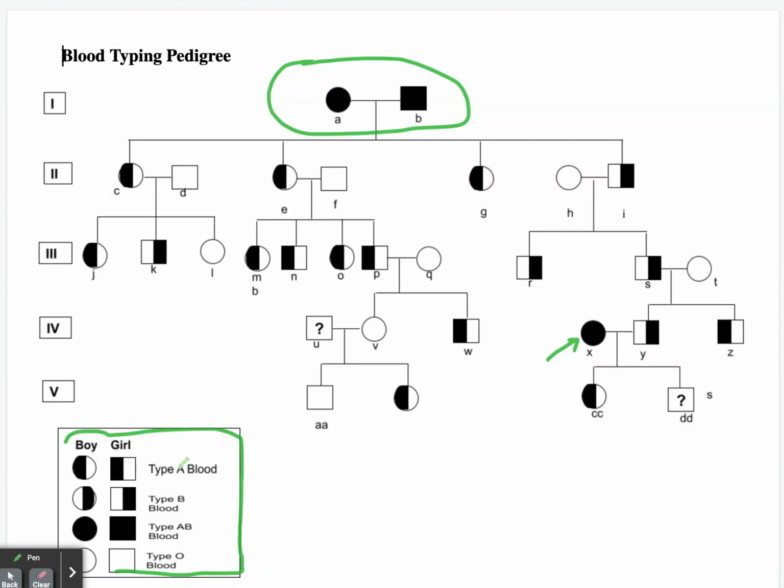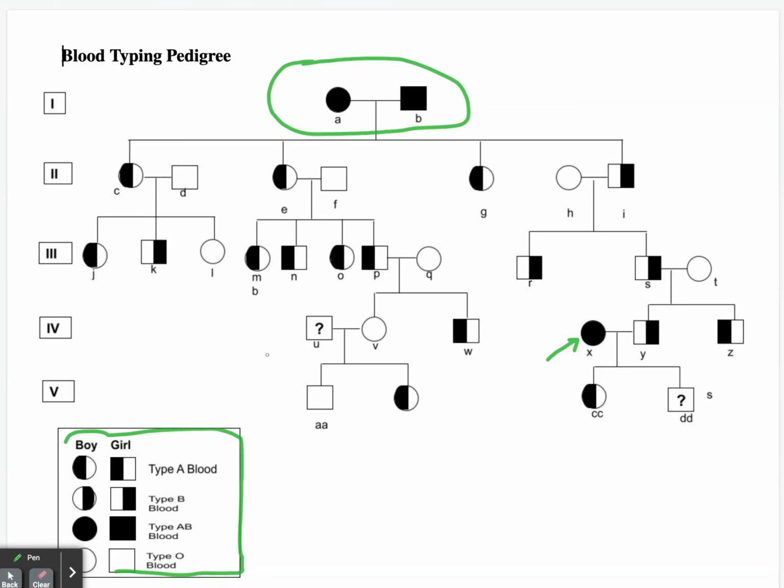So here with blood, with A, they've colored in the left side of the shape. B is the right side. The whole thing is filled in for AB, and then O is not filled in at all. So you can start seeing how the organisms are placed here. I have no idea what this B is right here. This is an old pedigree that I was just borrowing for this introduction.